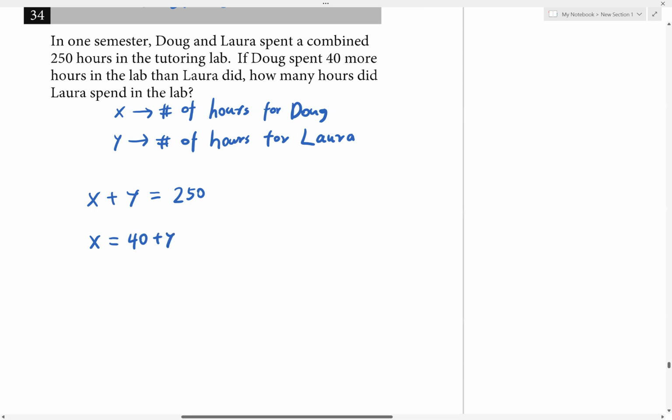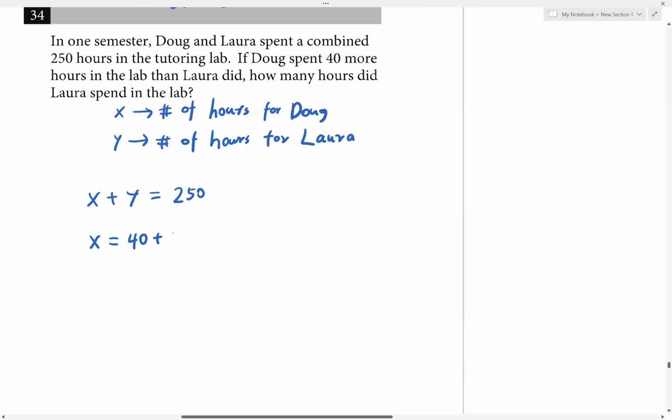So x is equal to 40 plus y, not the other way around. You don't want to do x plus 40 equal to y; that will be wrong. So x equals 40 plus y because x is a bigger number and y is a smaller number. The smaller number plus 40 will equal the bigger number. So the second equation is x equal to 40 plus y.